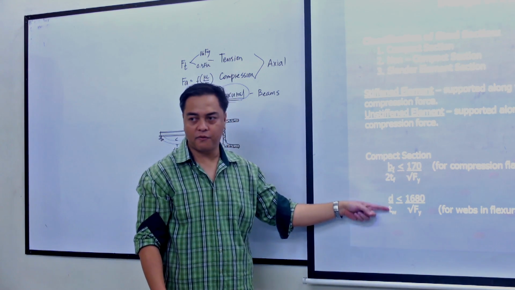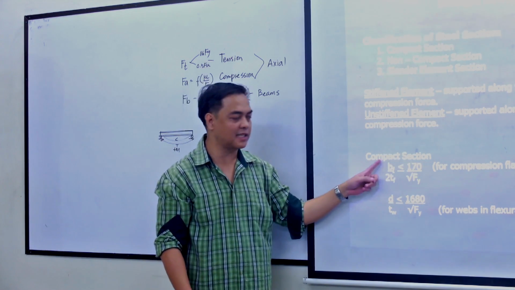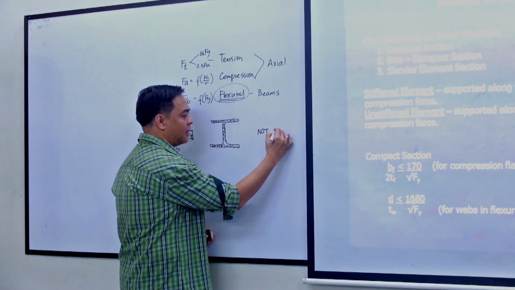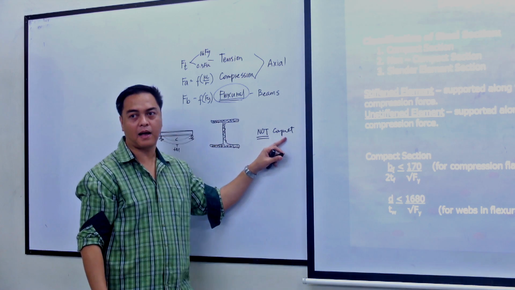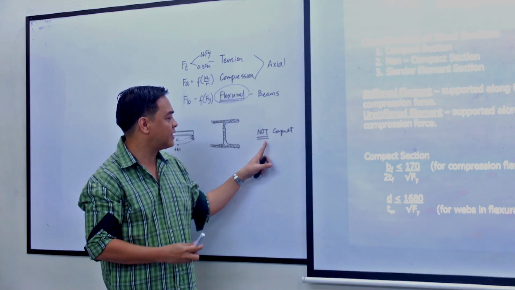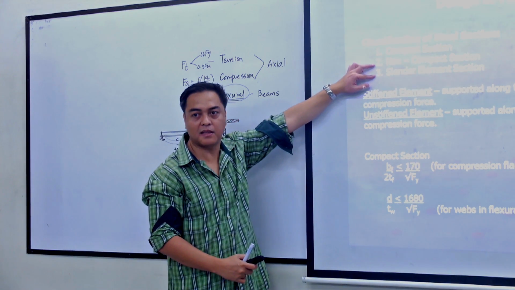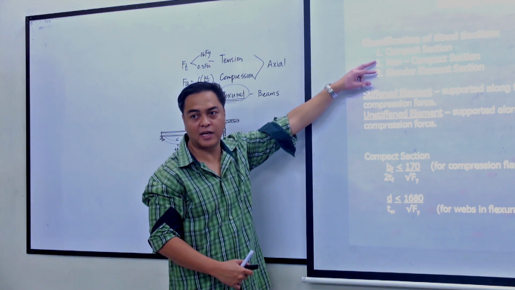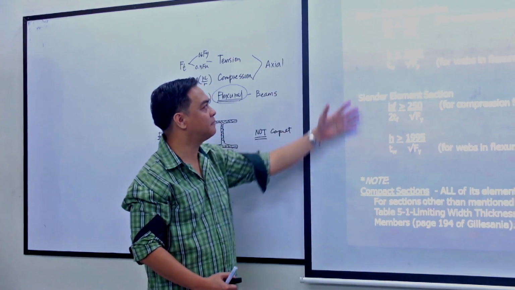Okay, if one of these or even both of these are not satisfied, therefore the section is not compact. Not compact as in N-O-T. So we cannot consider that the section is compact. Or I'm not saying non-compact, because if it's a non-compact section, it may be non-compact or even a slender element. So we need to check the corresponding equations for non-compact and for slender element. And that would be these equations.